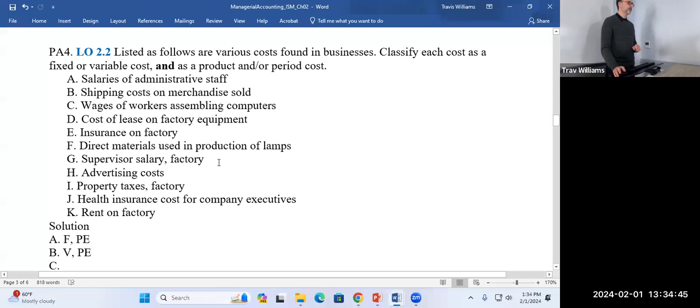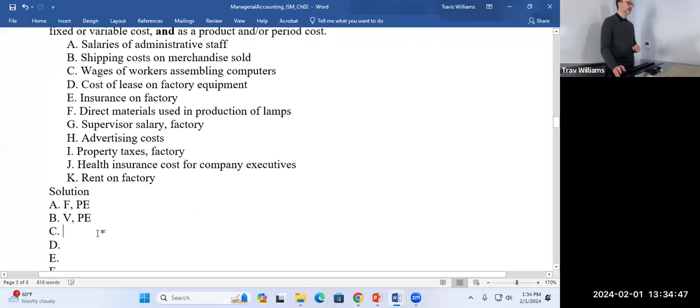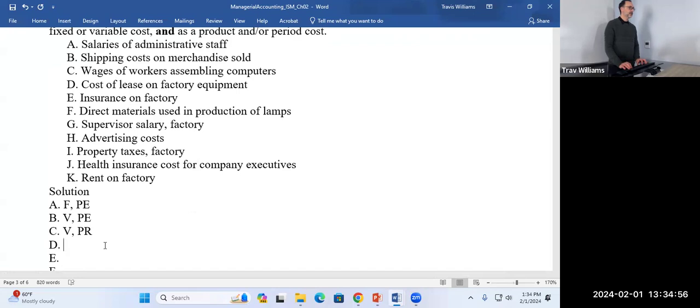Wages of workers assembling computers. What do you say? Variable. Variable and product is right. Okay. Cost of lease on factory equipment. Fixed and product, because it's the factory equipment which is involved in production.